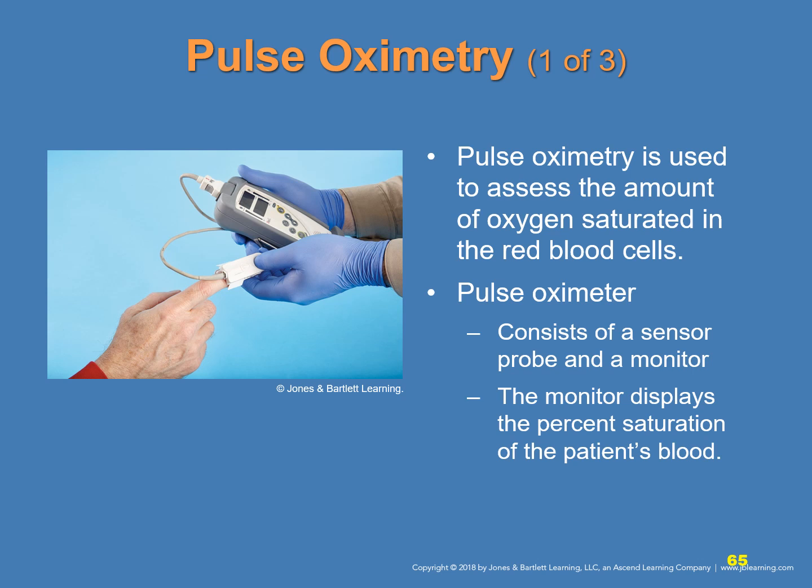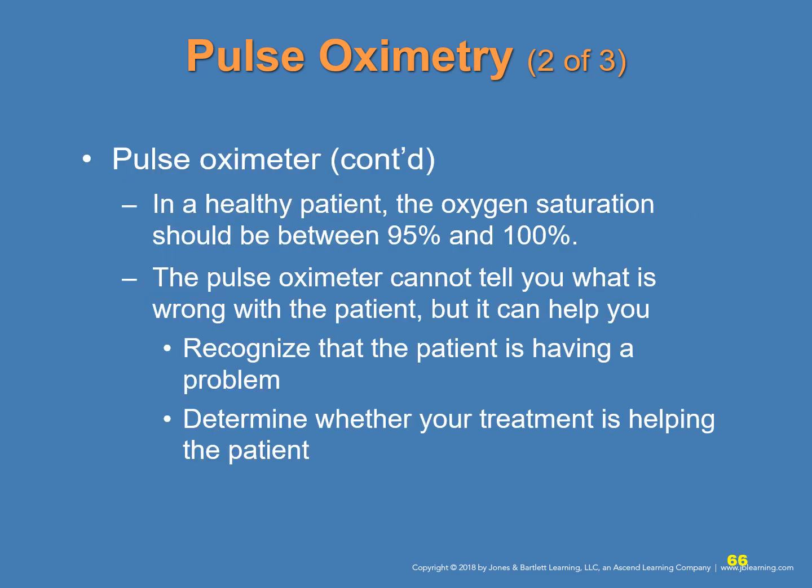The monitor should then display the percent saturation of the patient's blood. In a healthy patient, the oxygen saturation should be between 95% and 100% when breathing room air. If the patient has difficulty breathing as a result of injury or disease process, the percent of oxygen saturation may be much lower than 95%.